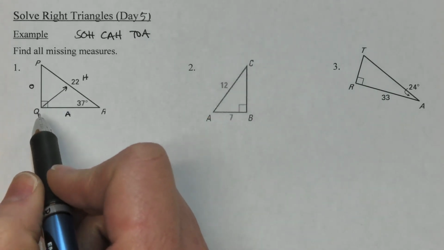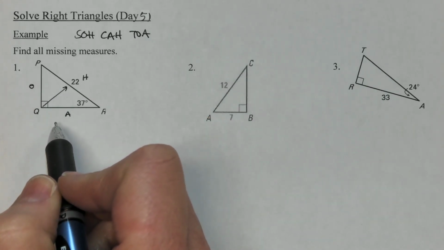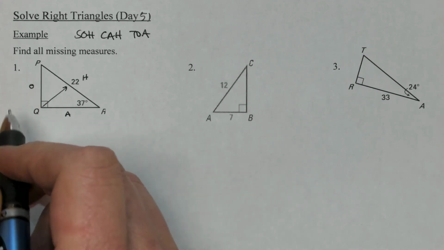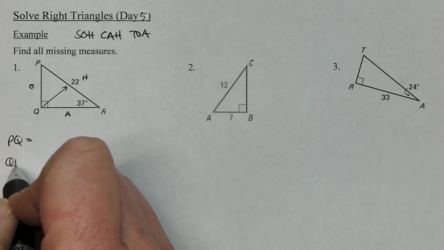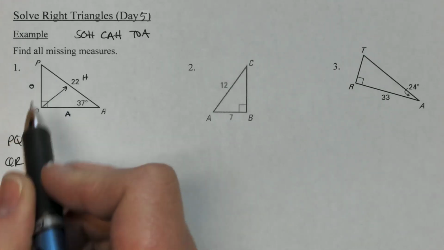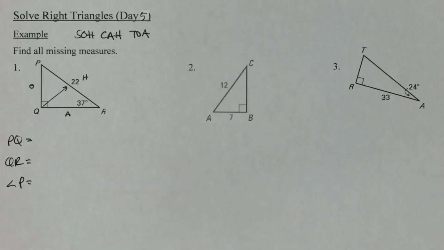And then I like to go through and list the 3 things I'm finding. So I do not know what PQ is. That will be one thing I'm finding. I do not know what QR is. That's another thing. And angle P is the other thing I don't know.